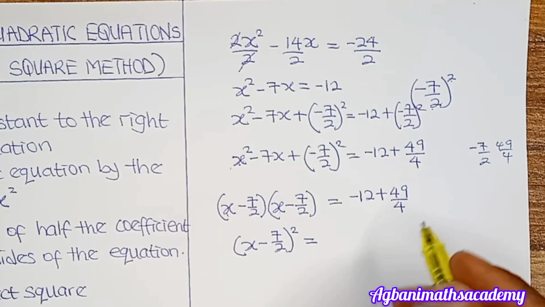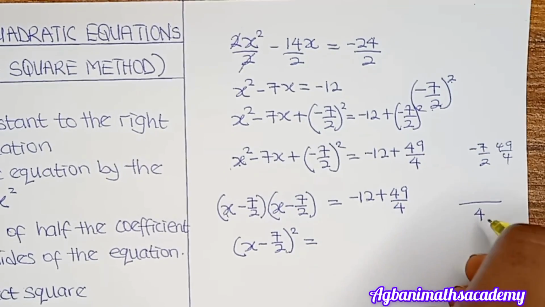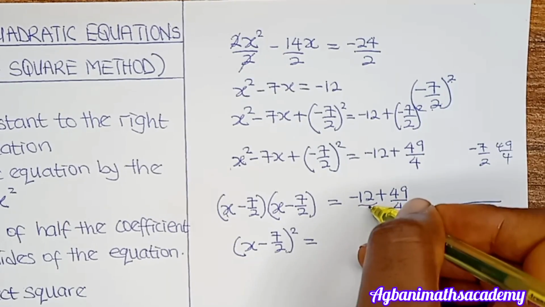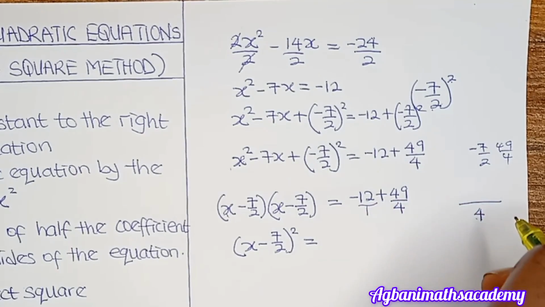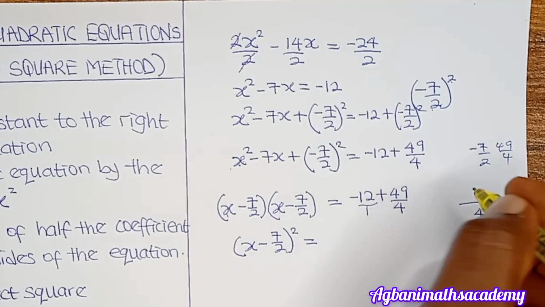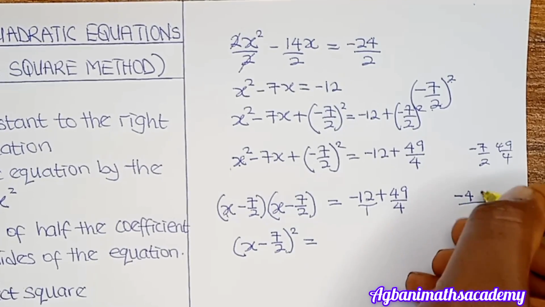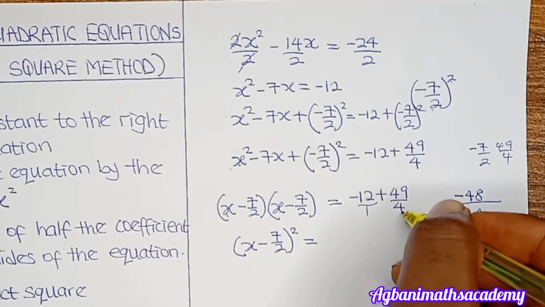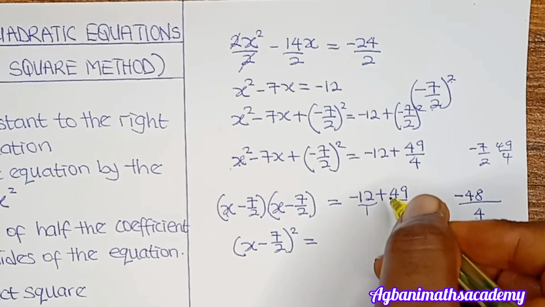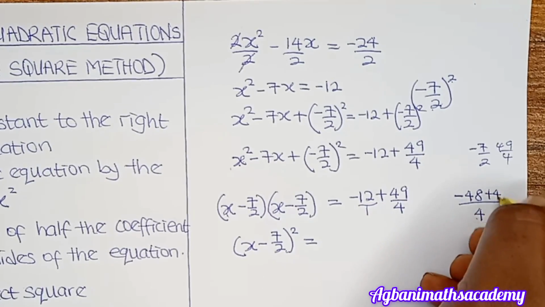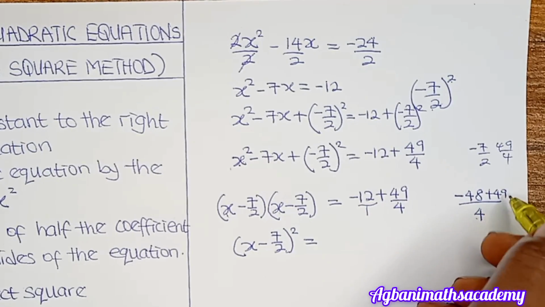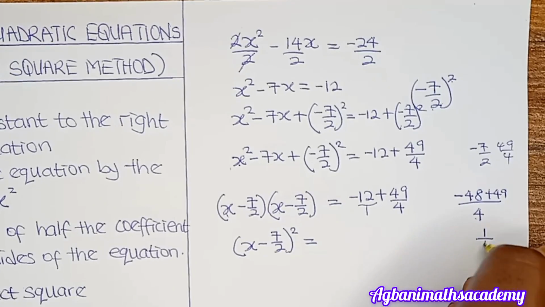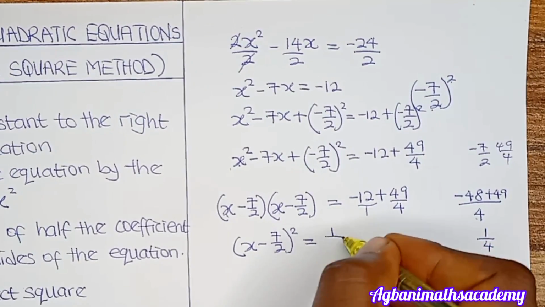What are you going to get? A common denominator of 4. 4 divided by, this is also 1, 4 divided by 1 is 4. 4 times -12 will give us -48. 4 divided by 4, 1. 1 times +49 will give us +49. So -48 + 49 will give us 1 all over 4. So we have 1/4.